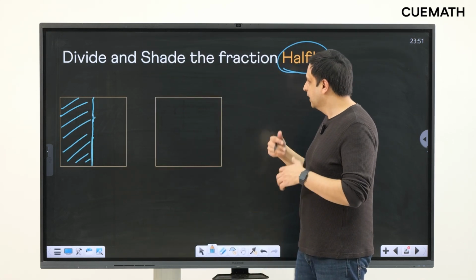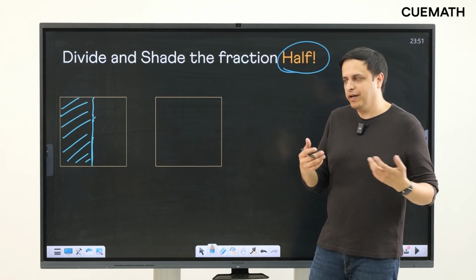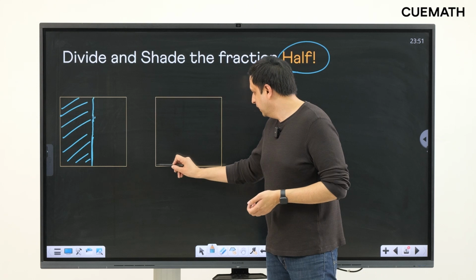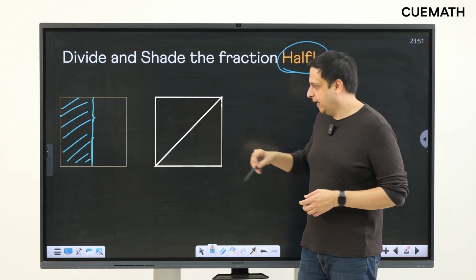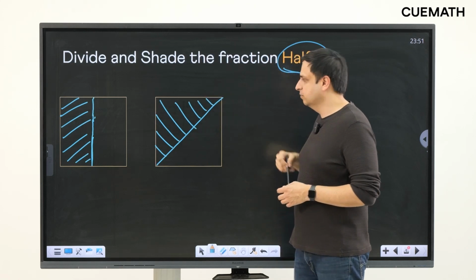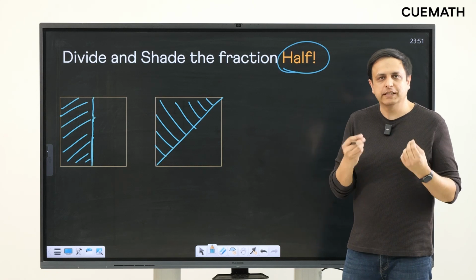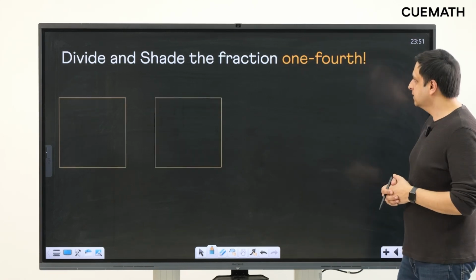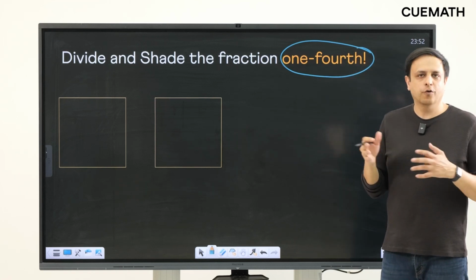What about this one? Can I now divide the square again into two equal parts in a different way? Yes, I can. Maybe what I can do is draw this diagonal here. I'll again get two equal parts, and if I now shade one of them like this, this is also the unit fraction half. So I have represented the unit fraction half in two different ways. Now here's the next question. Divide and shade the fraction 1/4, one out of four equal parts.